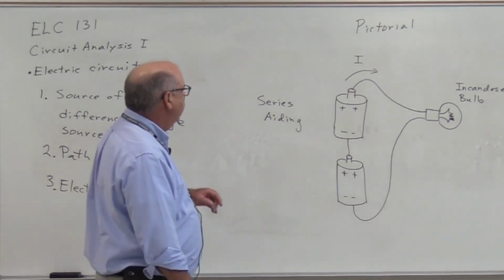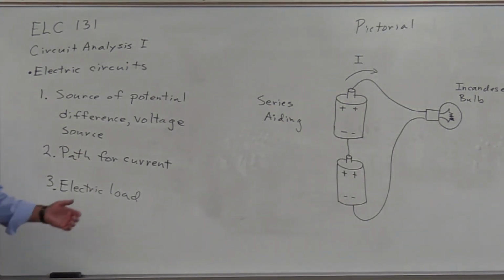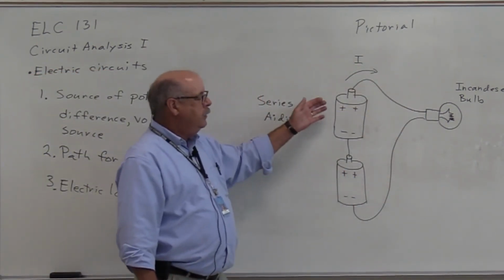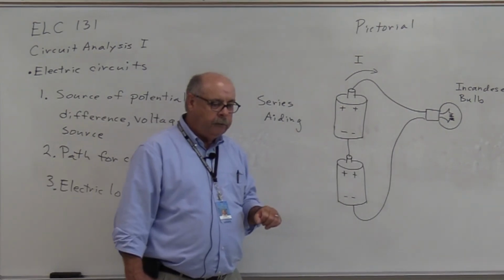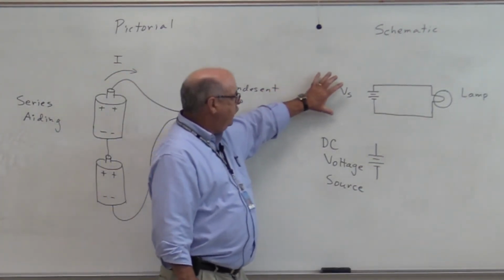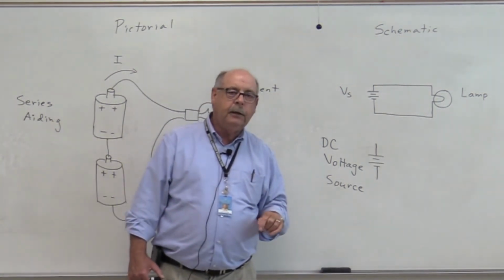So again, we looked at the requirements for an electric circuit: source of potential difference, a path for current, and some sort of electrical load. We looked at the configuration of a simple electric circuit, and we looked at how we represent these electric circuits with schematic diagrams.